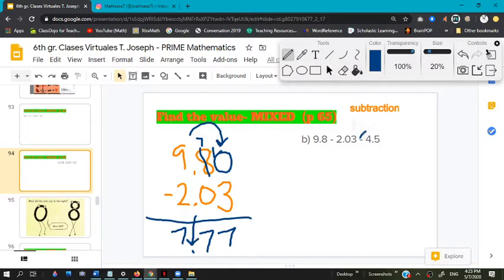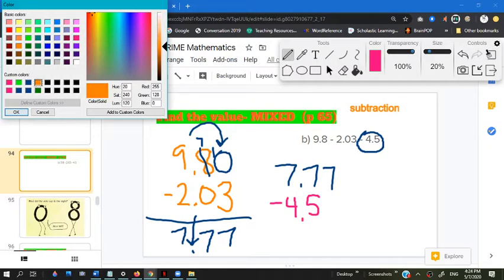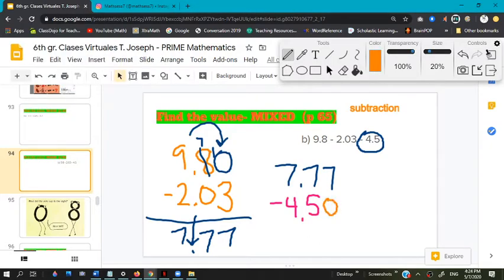And then we can continue with the last part, which is subtracting 4.5. So here we have 7.77 minus 4.5. Again, with addition and subtraction, it is important that you make sure you line up your decimal points. And then if there is a number that's missing, like a 0, you need to add that in there, okay? 7 minus 0 is 7. 7 minus 5 is 2. And 7 minus 4 is 3. So your final answer is 3.27, okay?